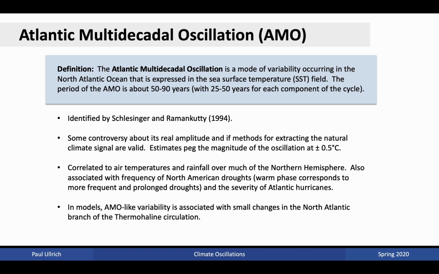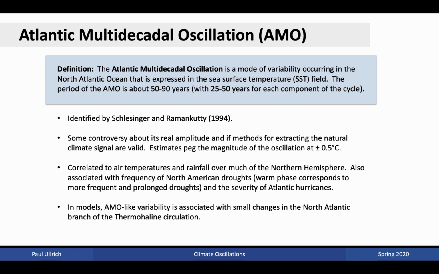As one would expect, this multidecadal oscillation affects the northern Atlantic sea surface temperatures, which can then impact warming of the northern hemisphere. These warmer conditions can then impact evaporation, which can impact the amount of moisture present within the air. This multidecadal oscillation is also associated with the frequency of North American droughts, with the warm phase corresponding to more frequent and prolonged droughts, as well as the severity of Atlantic hurricanes. Typically, warmer Atlantic waters are associated with more intense hurricanes.